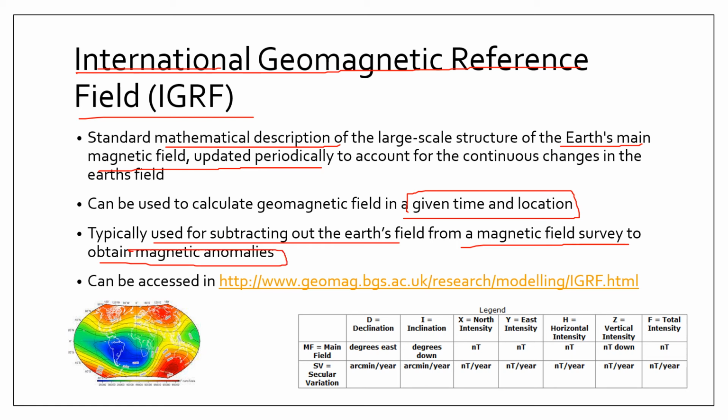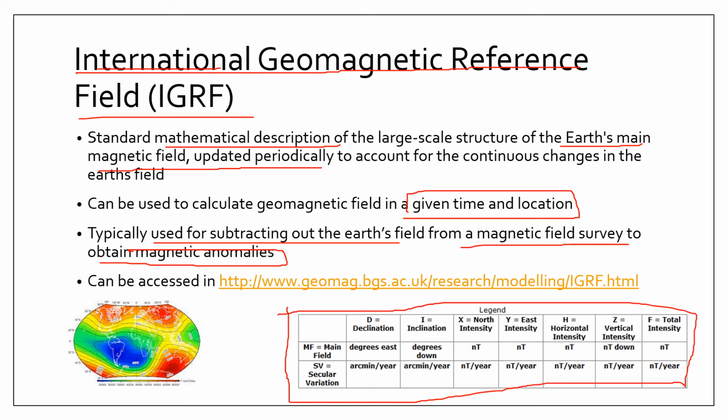Now, note that the output of this model is quite detailed, so you can get declination and inclination. You also have your intensities in different directions, like north, east, horizontal, and vertical directions, as well as the total intensity.